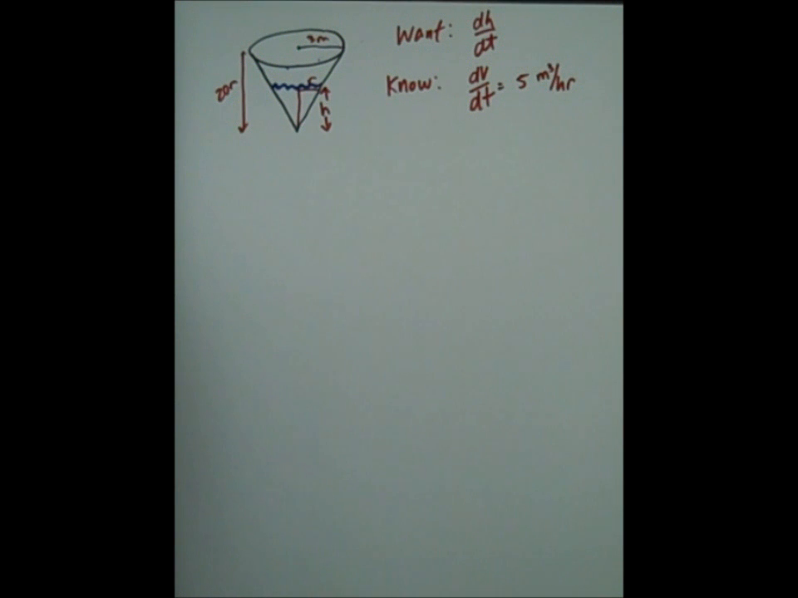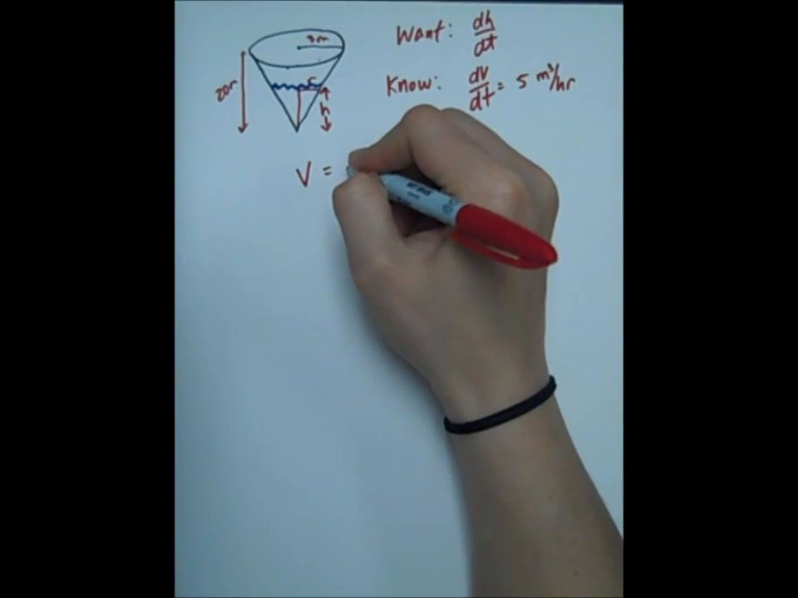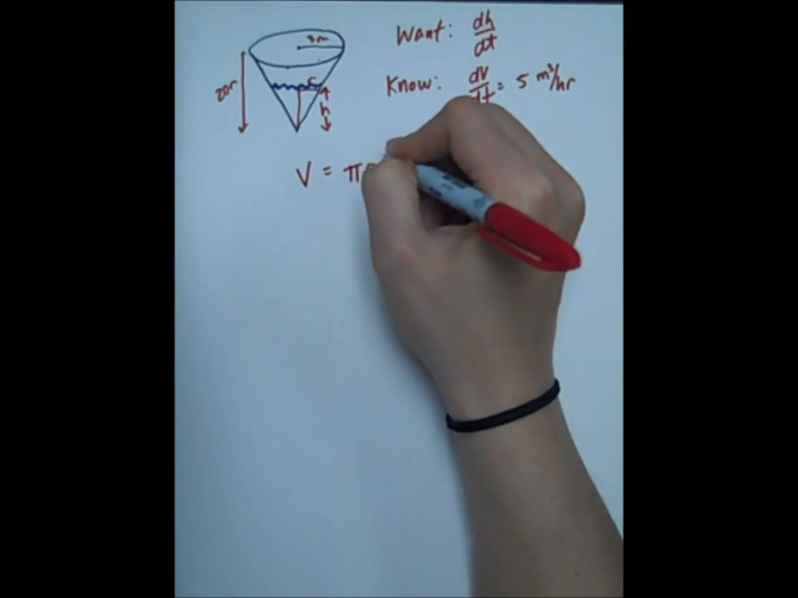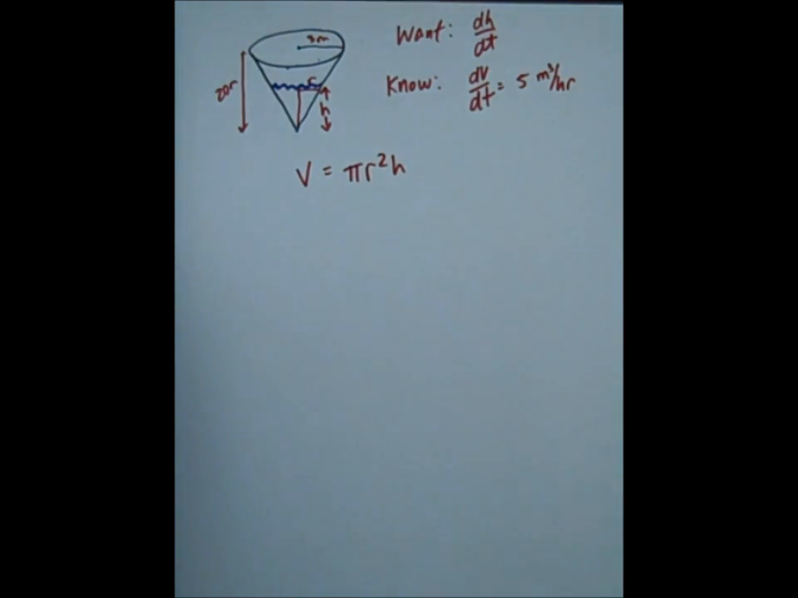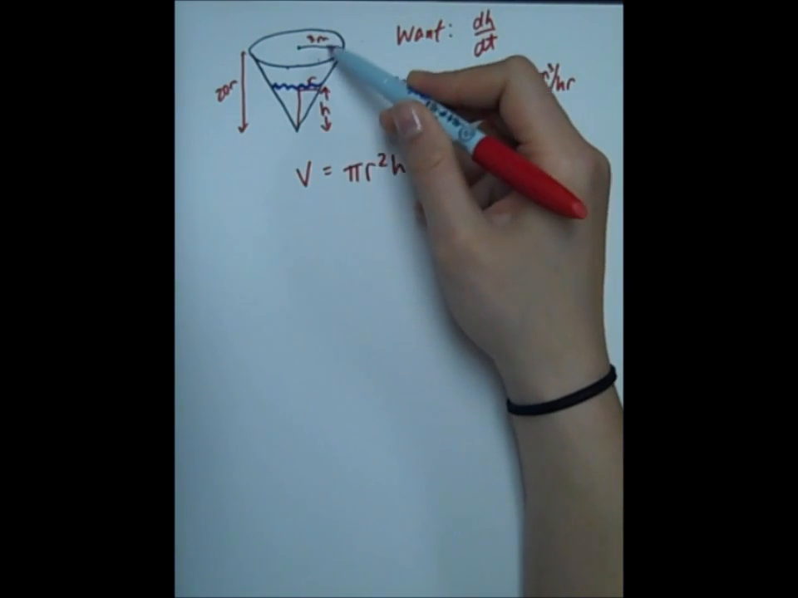Okay, so now what could I do? I want to figure out some sort of equation that's relating height and volume. So how could I do that? Well, the volume of water that's in here is pi r squared times the height. So pi r squared h. The only issue is, how are you going to take the derivative of that because you have two variables? To get rid of one of the variables, you're going to have to use the fact that it can't be any radius and any height. It has to match up with this triangle.